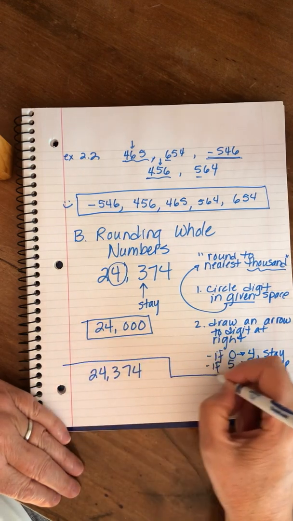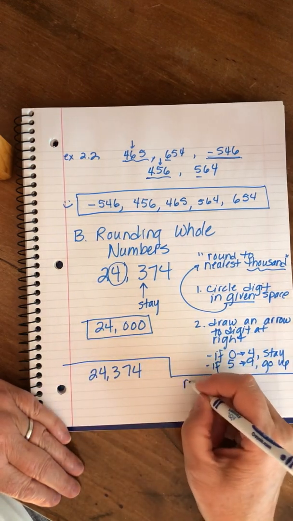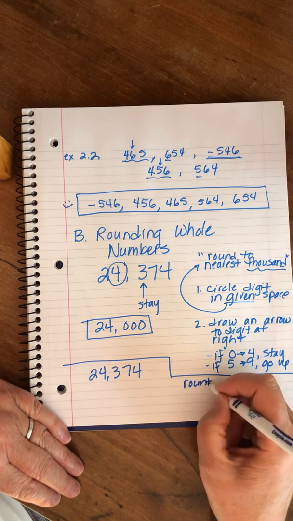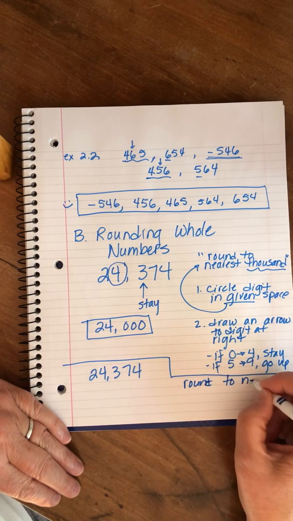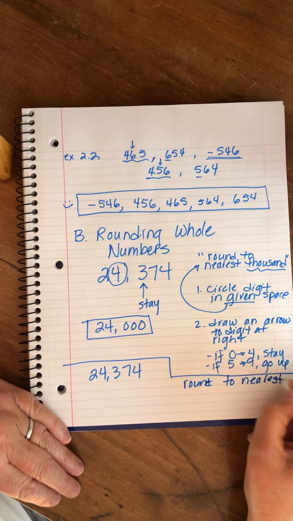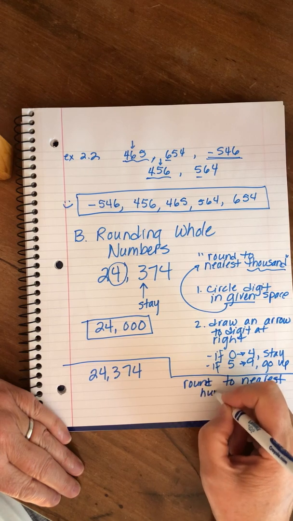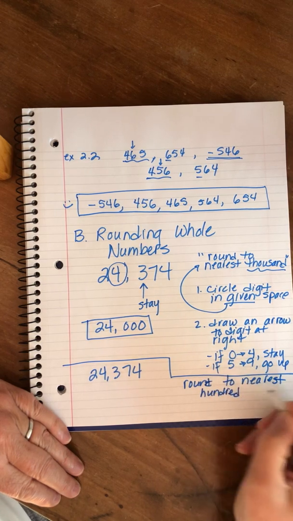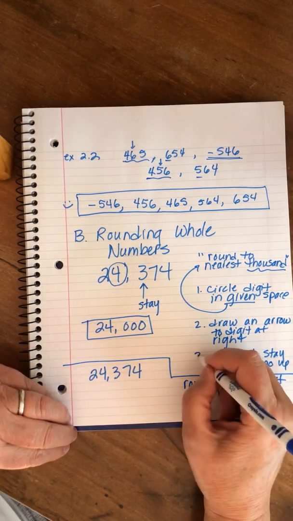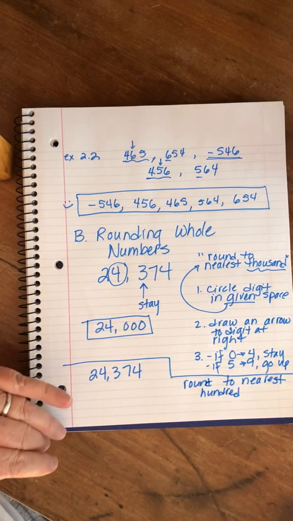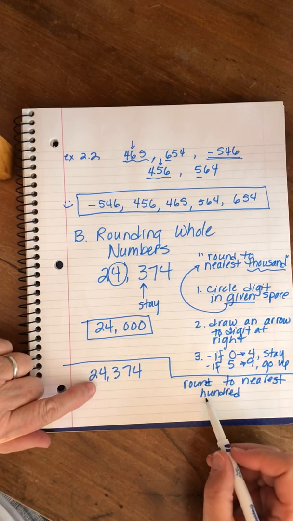I want to make it clear that this is a different example. And this time we're going to round to the nearest 100. Okay, so we're going to follow these. I want to follow these same steps. So we're rounding to the nearest 100.